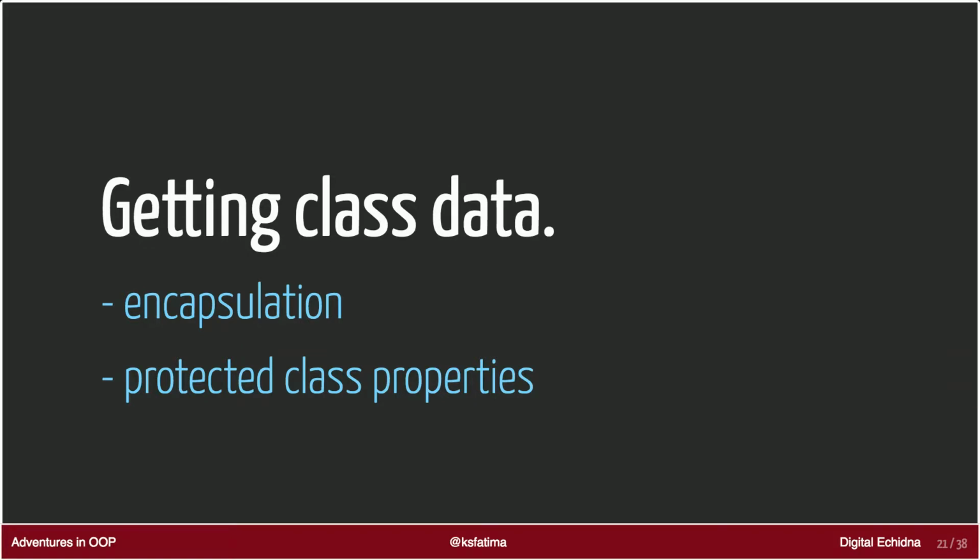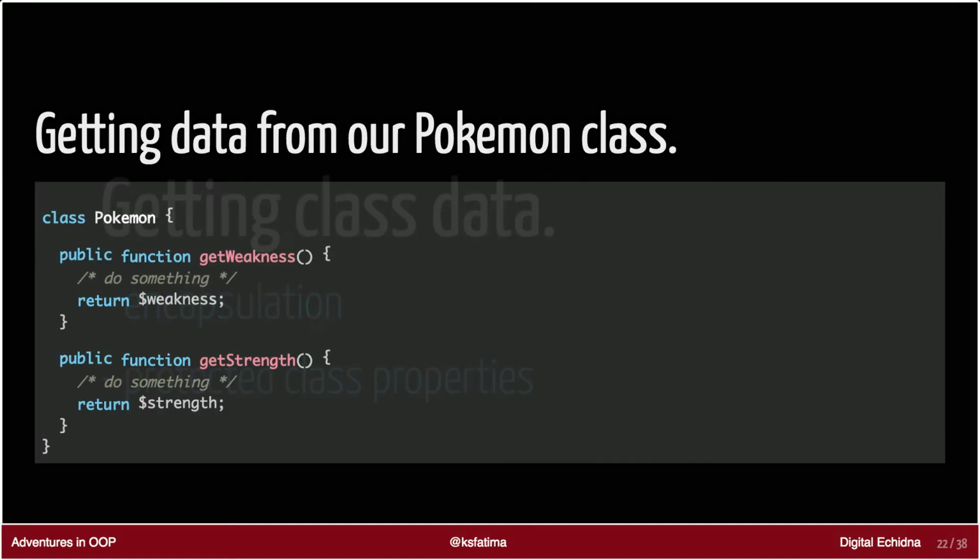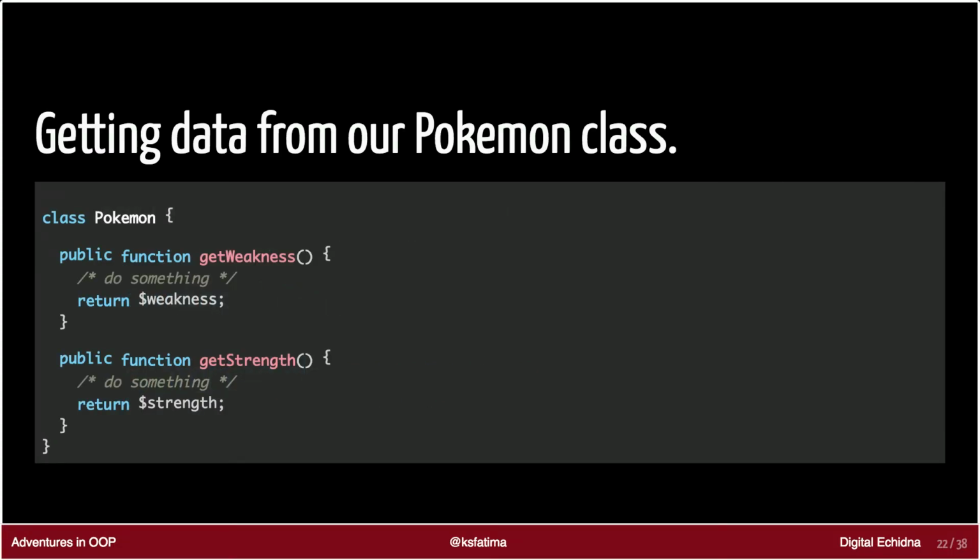Let's look at some getter methods for our Pokemon class. So the first one we have is getWeakness, and this basically will just return the weakness property for that Pokemon. The other one that we have is the getStrength function, and that'll return the strength. And what's missing here is obviously you would have to define those in the class as properties. And this is within the base class Pokemon.